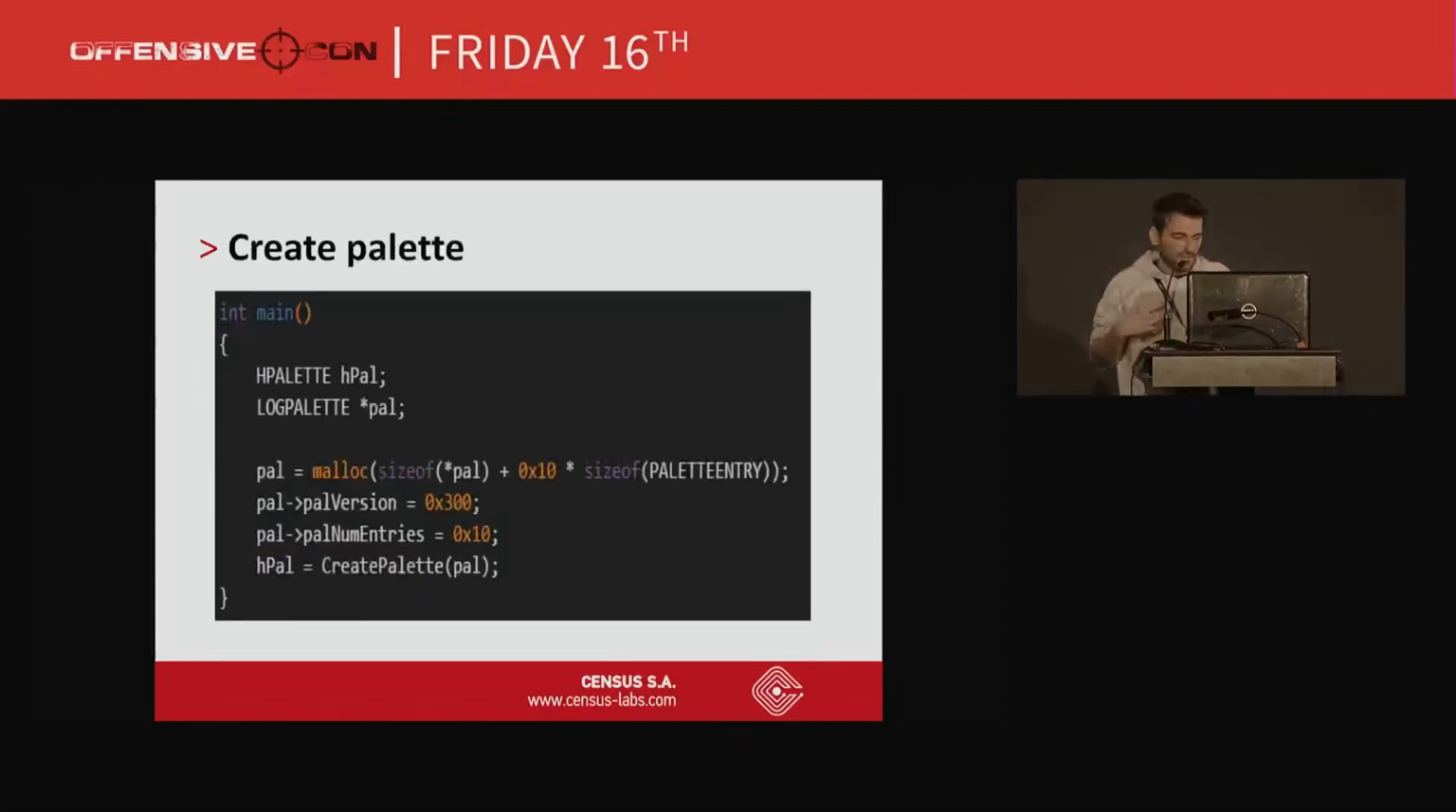So here's an example of how we can create a palette from user space. First we allocate the LOGPALETTE data structure plus the size of the palette entries. Then we set the version and the number of the palette entries. And then we call the CreatePalette function with the LOGPALETTE data structure as an argument. And CreatePalette is supposed to return the handle for that newly created palette.